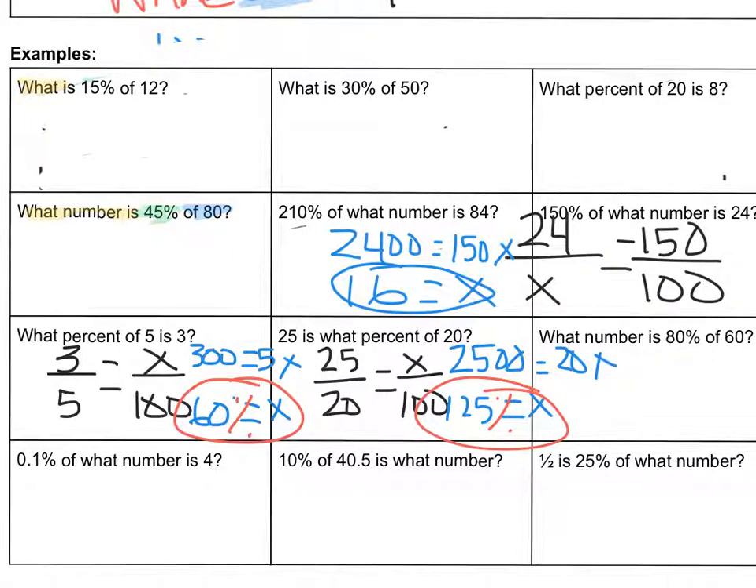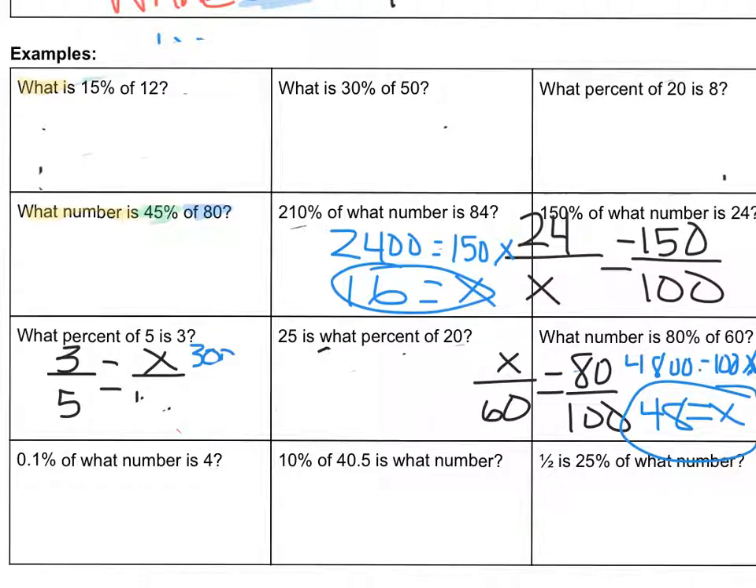Okay, now that one might have been a little tricky, but hopefully you set it up. It says 25 is, so that 25 is going to go with your is on top. What percent, so we don't know the percent, of 20. So when you look at that, you should have said, oh, I bet that's more than 100, and it is. So you got x equals 125, and then we put the percent. Go ahead and try the last one.